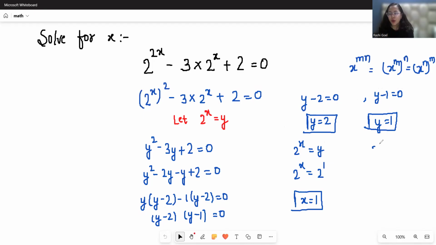And in this case, 2 power x is equal to 1. So 1 we can write as 2 power 0. Now if we compare both sides, the value of x is 0.